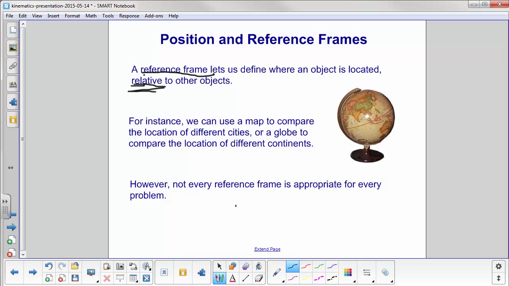For example, we can use a map to compare the location of different cities. We can see, for example, New York City is east of San Francisco. Or different continents. For example, up here we have China, and here we have Australia. So we can say Australia is south of China. However, not every reference frame is appropriate for every problem.